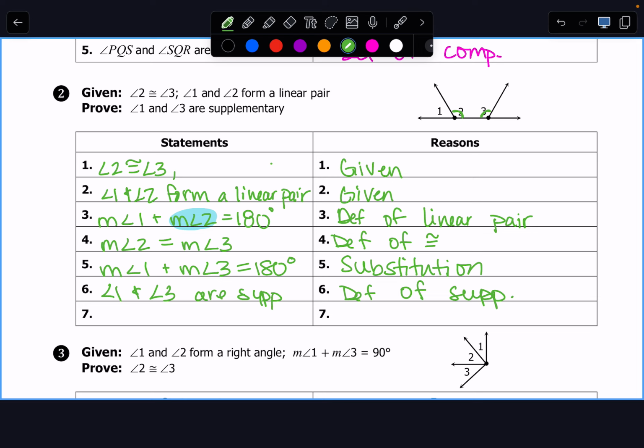You're going to see a lot of similarities in the things that we need to do in our segment proofs and in our angle proofs.